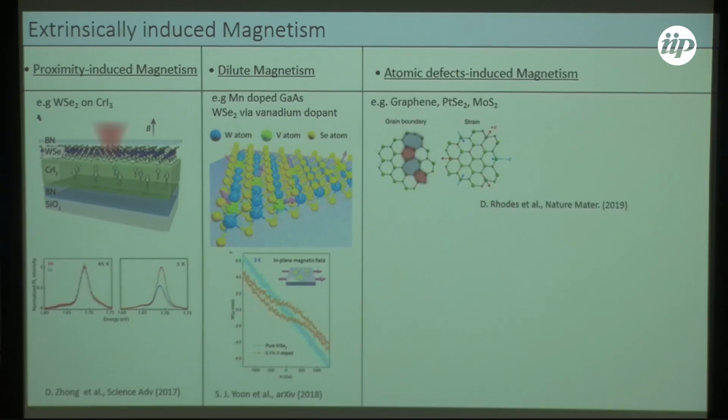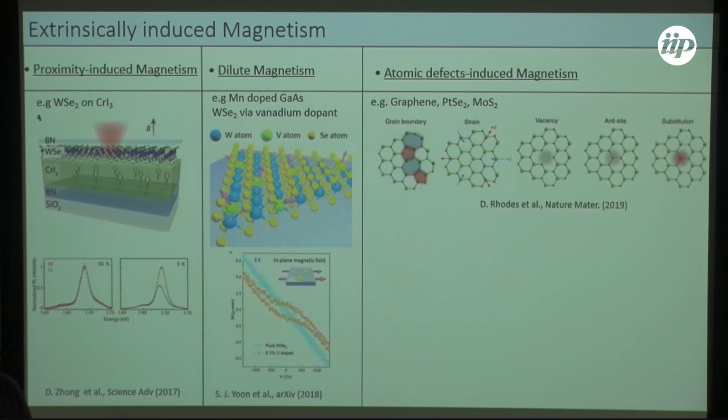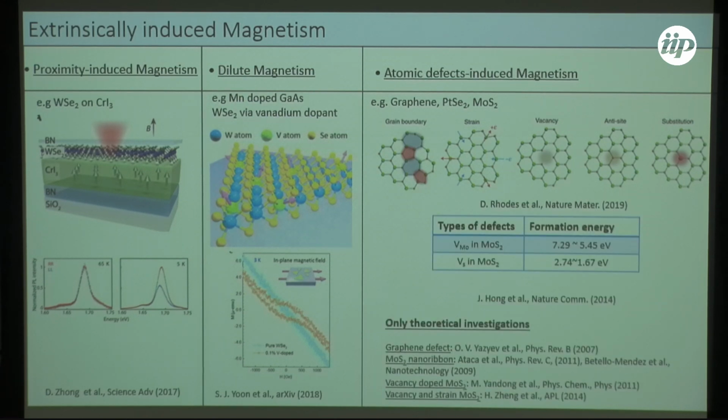And the third method has been investigated mostly by theoretical studies, but experimentally there was not so much. I was interested in this for almost the last 2 years. For instance, people were predicting that theoretically the grain boundaries or strain could induce some magnetism. In addition to these kinds of defects, we also have vacancies, antisites, and substitutions, which were predicted, by themselves or in combination, for instance strain plus vacancy, to induce magnetism.